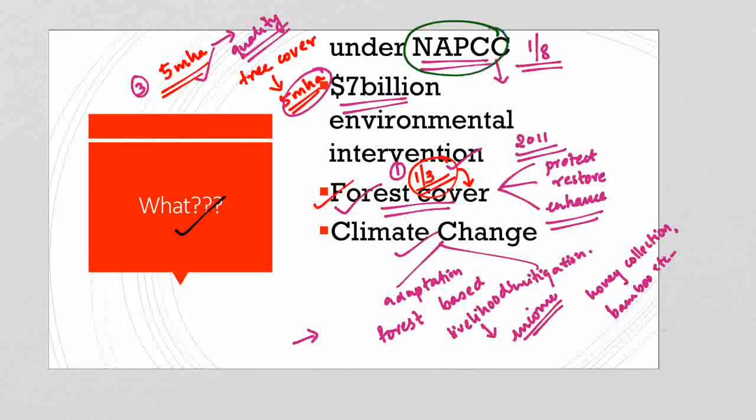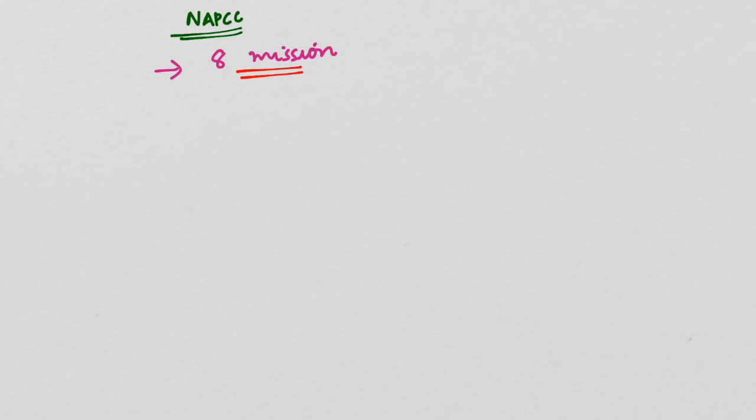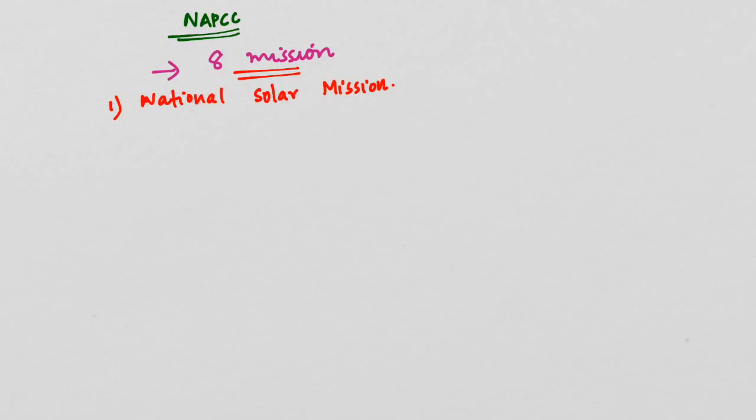Now coming to NAPCC, that is National Action Plan on Climate Change. As we have discussed, Green India Mission is one among the 8 missions under the National Action Plan on Climate Change. Let us briefly discuss the 8 missions under the National Action Plan on Climate Change. The first one is the National Solar Mission. Under the National Solar Mission, it tries to encourage the advancement and utilization of solar energy for power generation and other uses. Now the second mission under the NAPCC is the National Mission for Enhanced Energy Efficiency.